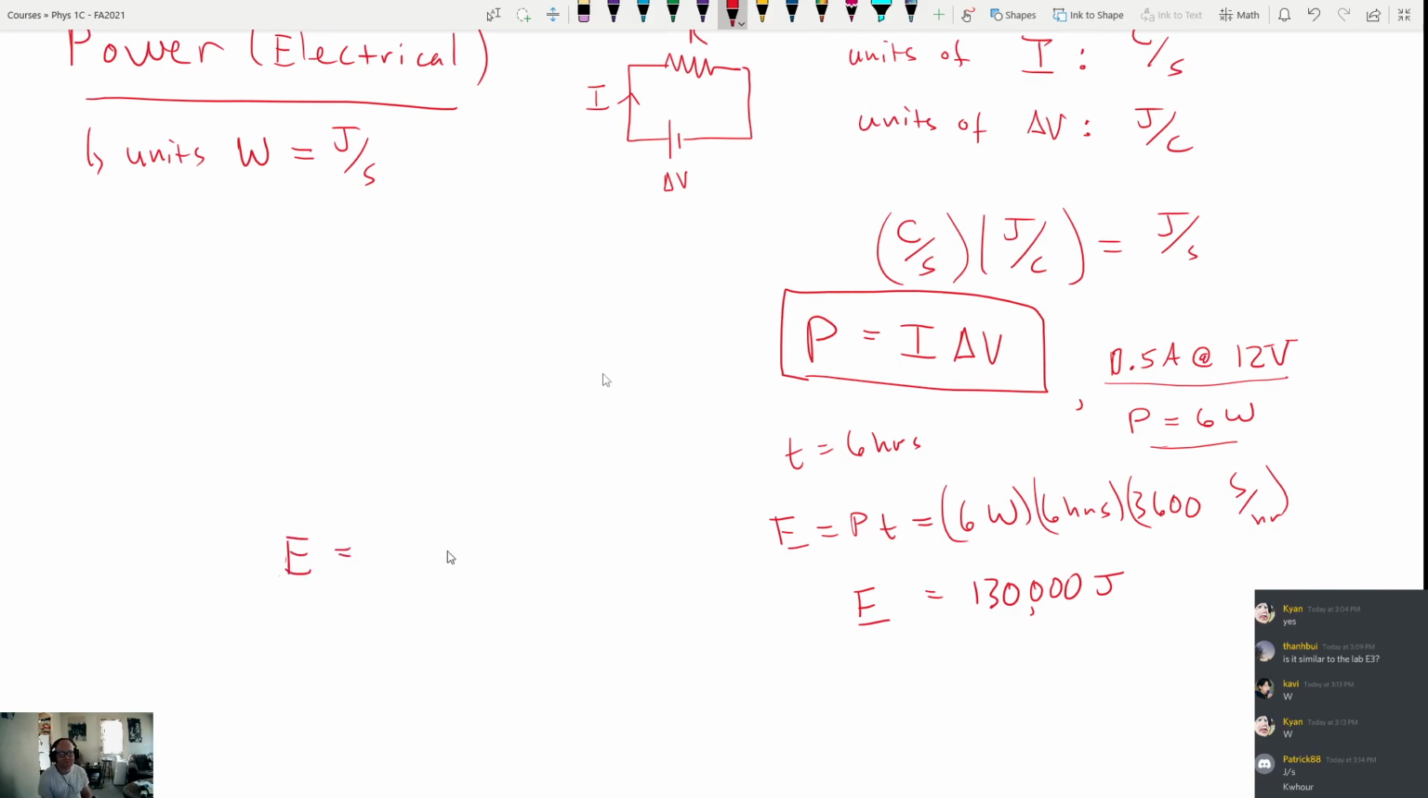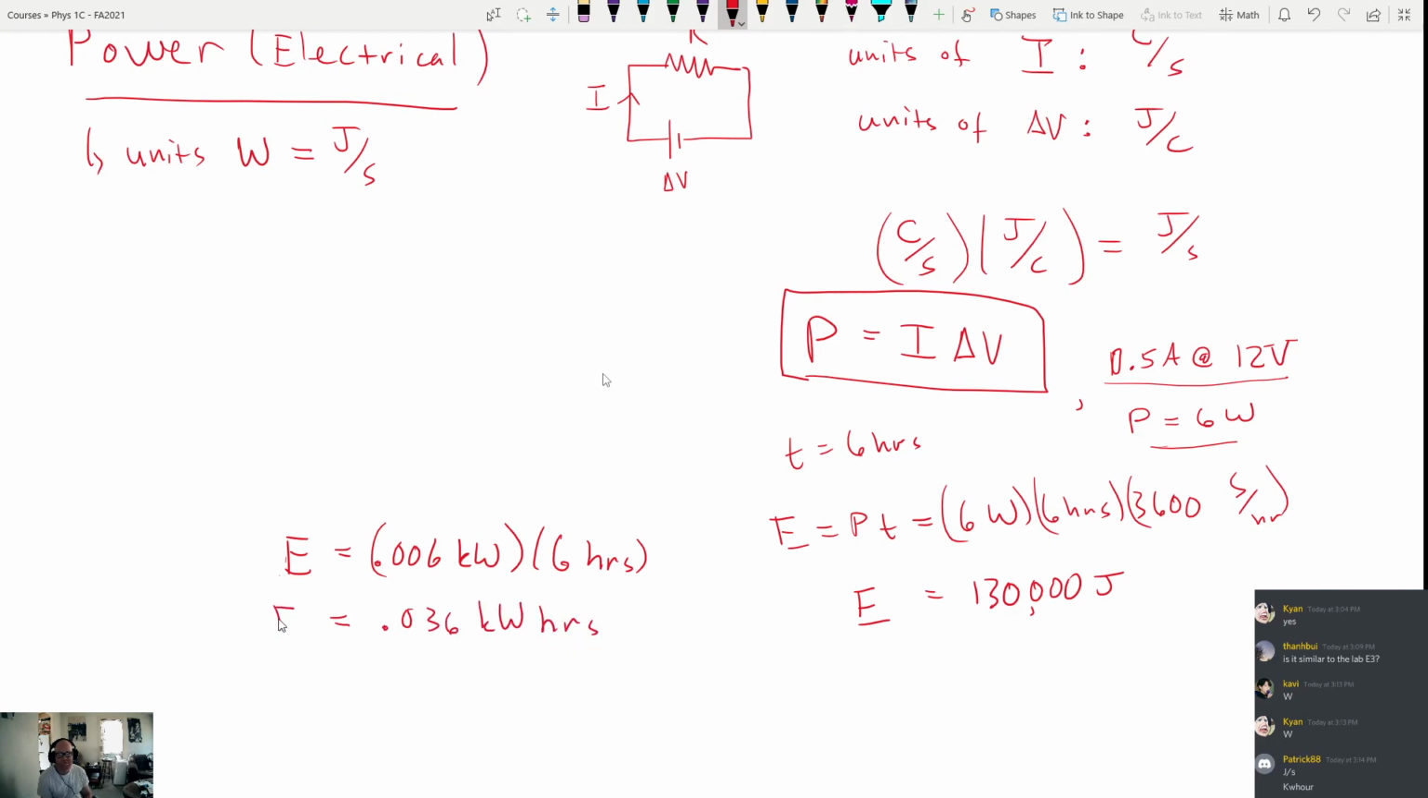So if you want to convert the amount of energy you use to kilowatt hours, all you have to do is convert 6 watts into kilowatts, which would be 0.006 kilowatts, and then just multiply by the number of hours, which is 6 hours. So now what we're going to get is 0.036 kilowatt hours, right?